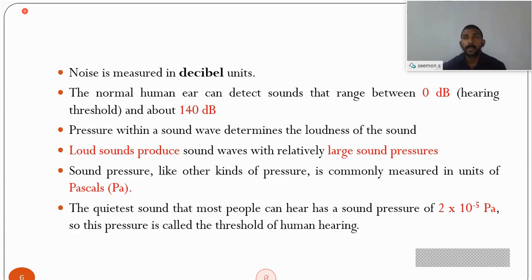And the common unit in which we measure pressure is the Pascal. The lowest sound the human ear can hear has a sound pressure of 2 times 10 raised to minus 5 Pascal. This pressure is called the threshold of human hearing pressure.